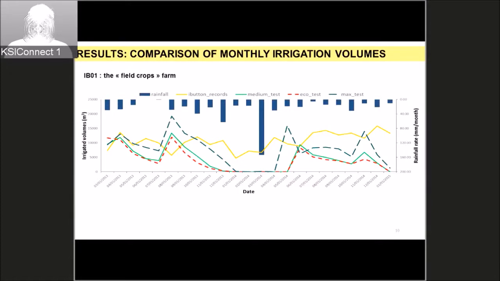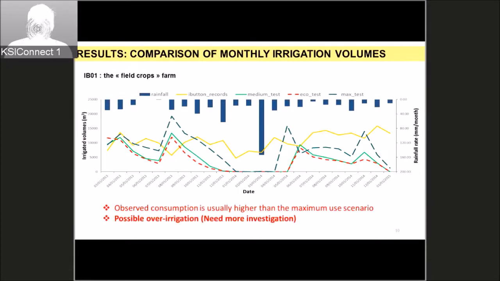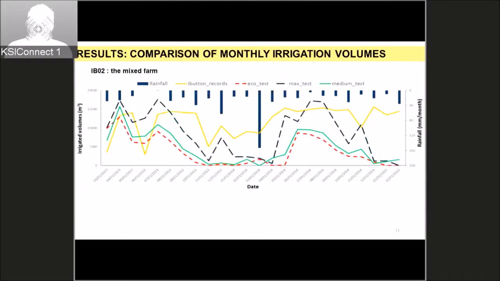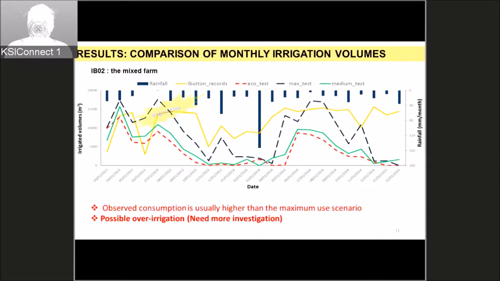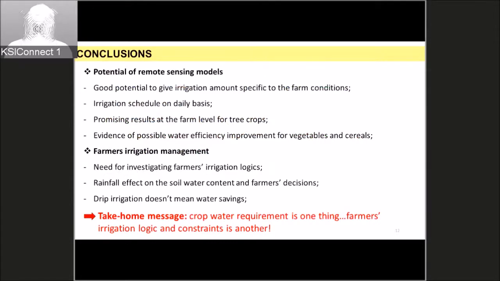For the field crops here, we see the observed consumption is usually higher than the maximum use scenario. And we can say there is some possible over-irrigation, but we really need more investigation on this one. You see there is a rise here in the summer, because of the planting of chili. So you see the rising with the plantation of the vegetables. And here for the mixed farm, things really go wilder, because the observed consumption is usually higher than the maximum use. This is due to the plantation of vegetables every time, which are irrigated by drip.